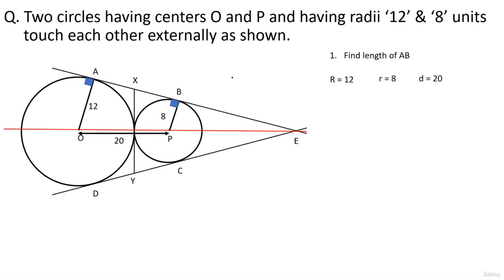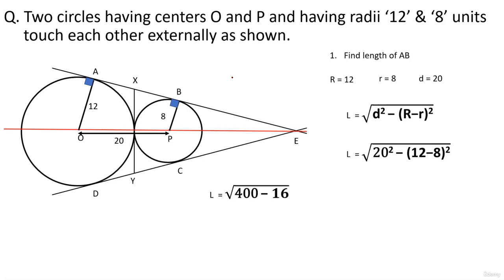Okay, so now you can directly use the formula. Capital R is 12, small r is 8, and the distance of centers is 20. Right, apply the formula. You put in the values, you get the square root of 20 squared minus (12 minus 8) squared, which is 400 minus 16, equal to root 384, right? So root 384 will be the square root of 64 into 6, the square root of 64 is 8, so the answer is 8 root 6. It's as simple as that, guys. Okay, so we go on to the next question of the same lot.